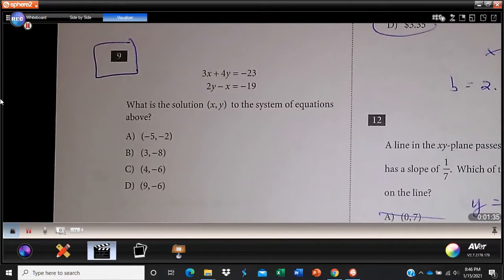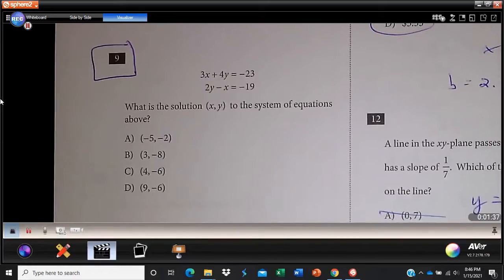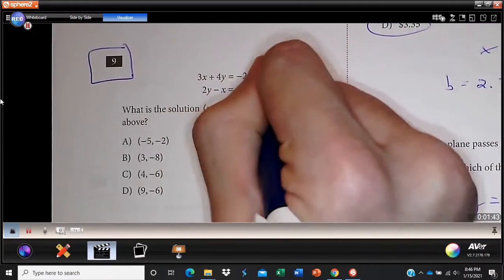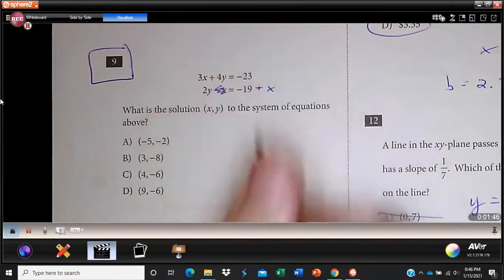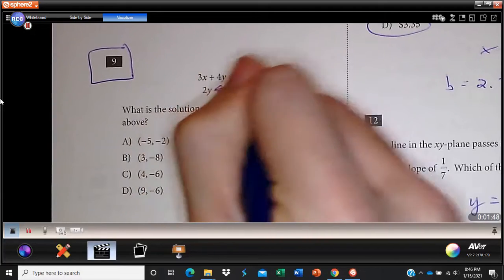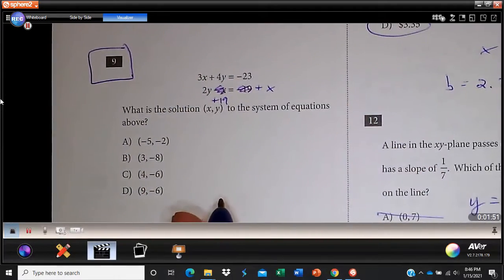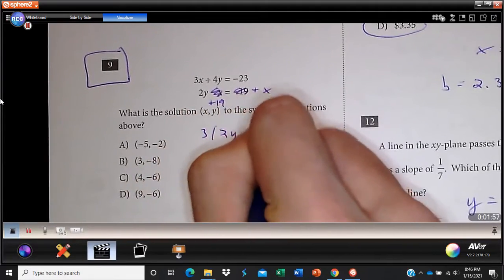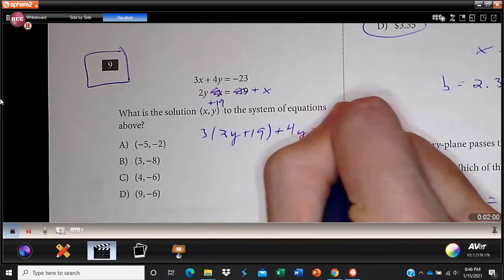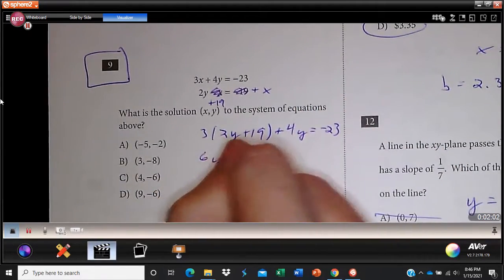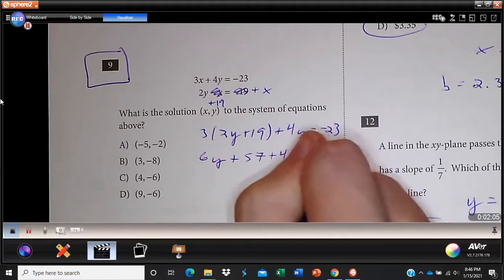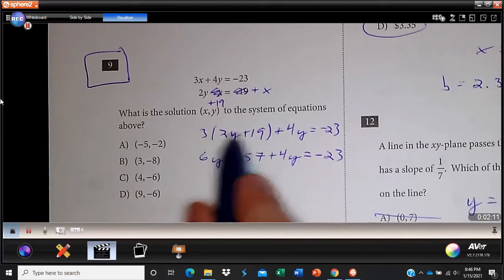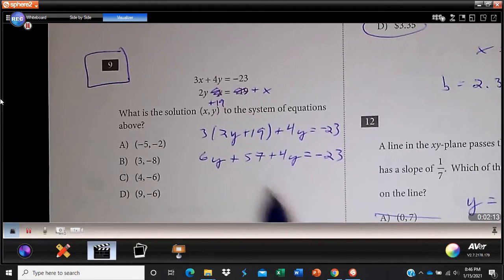Okay, 9. This one, I know how to do it, it's just very time consuming. So let's just get through it. Solve for x, that would be the easiest thing to do. So plus x, and then plus 19. Okay, so x is 2y plus 19. 3 times 2y plus 19 plus 4y is equal to negative 23. So 6y plus 57 plus 4y is equal to negative 23. I know this is 57 because if this were 20, this would come out to 60. It's just one less than that.